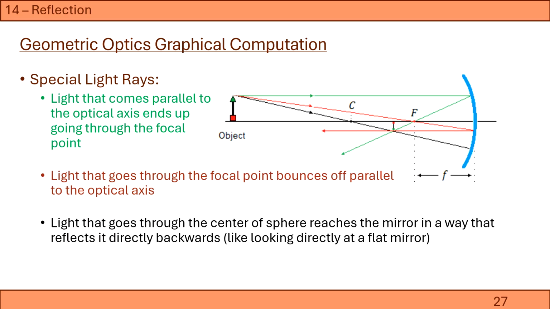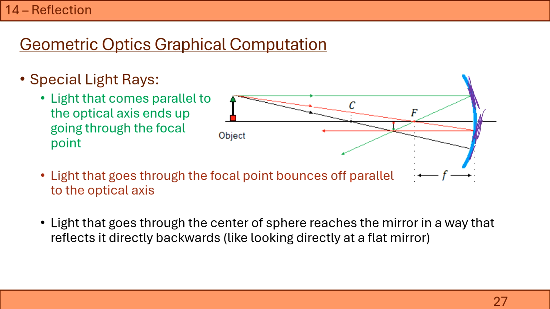So using what we learned, we can think of 3 special light rays and the fact that these spherical mirrors kind of have these little planes of reflection. Use these 3 things together and we should be able to figure out where an image will be created. The first one I've come up with here is the green. Light that comes parallel to the optical axis ends up going through the focal point. So remember, the thing that's infinitely far away will go through the focal point, right?